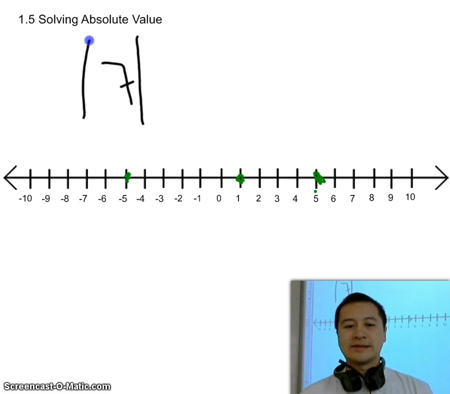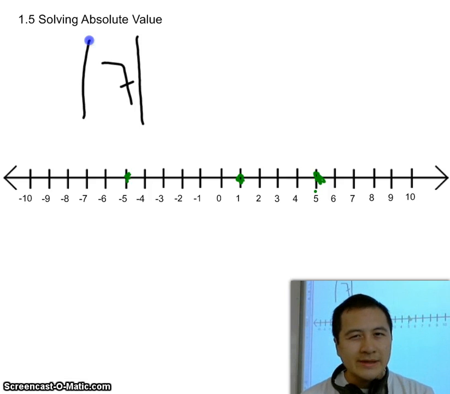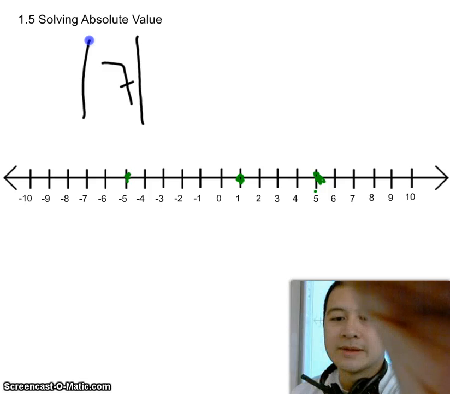Let's do a problem for you guys to see. Think about that. Pause that. Look at that. Watch that over. Make sure you really understand what that means. Take a look.